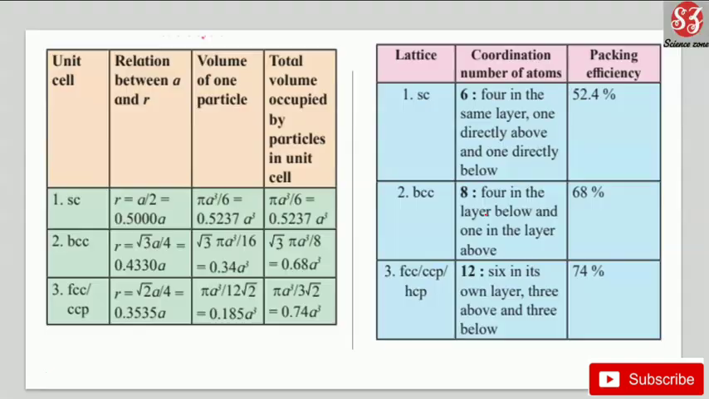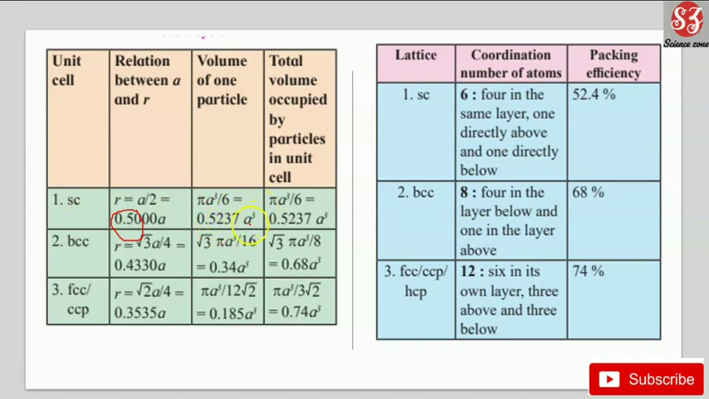So to conclude, these are the formulas and relations you have to remember from this whole part. First we will begin with SC. For SC, your radius is equal to A by 2. In the exam it is a little difficult to calculate A by 2, so what you have to remember is that 1 by 2 is 0.5, so 0.5 into A. For the volume you have to remember 0.5237 into A cube.